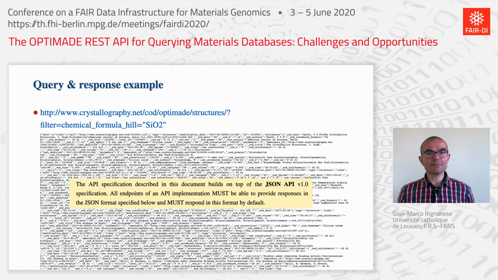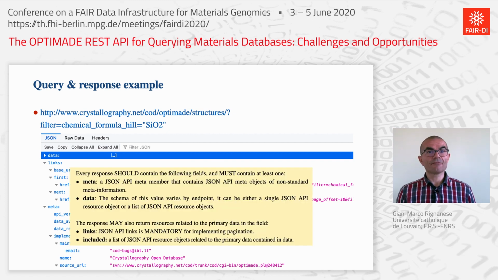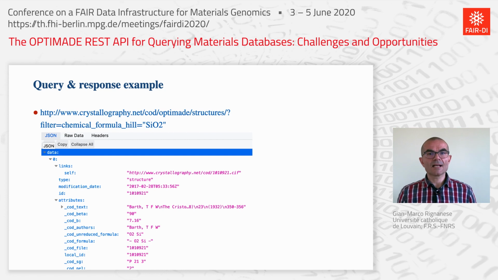First of all, the OPTIMADE API builds on top of the JSON API, and JSON is the default format for the response. The specification covers what the response must and may contain. For instance, as we will see later, it may include links to other resources. The client may provide a set of URL query parameters in order to alter the response and provide usage information. While these URL query parameters are optional for clients, OPTIMADE API implementers must accept and handle them.